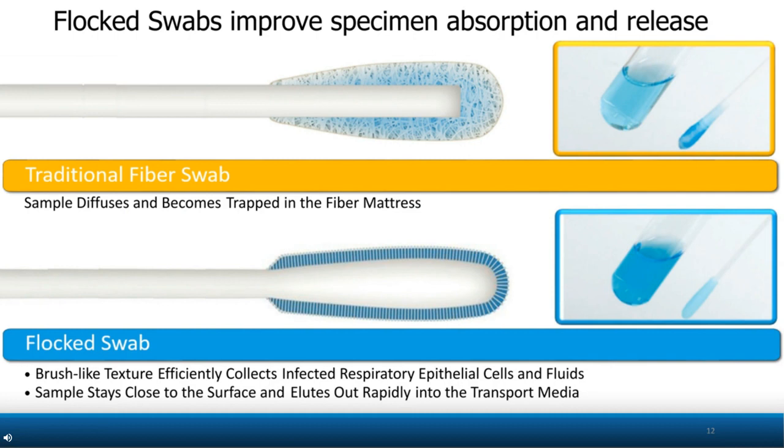As you can see on the top, there's a traditional fiber swab. The sample, once it's taken with the swab, you put it into a liquid media. A lot of the sample will become trapped in that fiber mattress and not elute out into the liquid volume, as you can see in the upper panel. But with the flocked swab, this brush-like texture efficiently collects specimens from the respiratory tract, including cells and fluid. The sample stays very close to the surface and elutes out very rapidly in the transport media, as you can see in the slide on the bottom right. Much more of the specimen was actually eluted off of the flock swab than is able to be eluted off of the traditional spun or wrapped swabs.